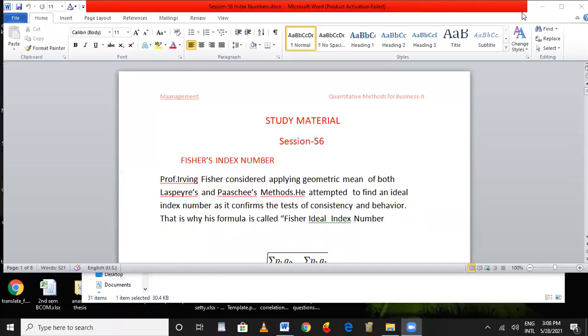Good morning, friends. Session 56. Fisher's index number.